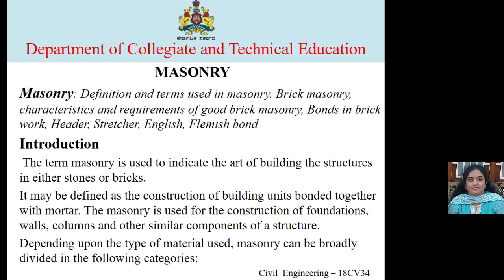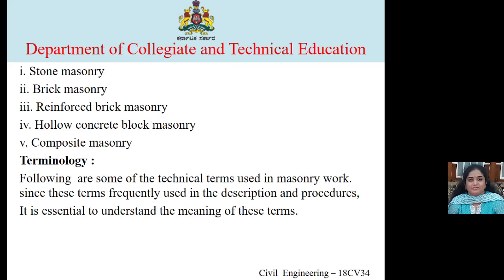Depending upon the type of material used, masonry can be broadly classified like this. One is stone masonry, second is brick masonry, third is reinforced brick masonry, fourth is hollow concrete block masonry, fifth is composite masonry. In that, the first two are majorly used and we are going to discuss them in this video.